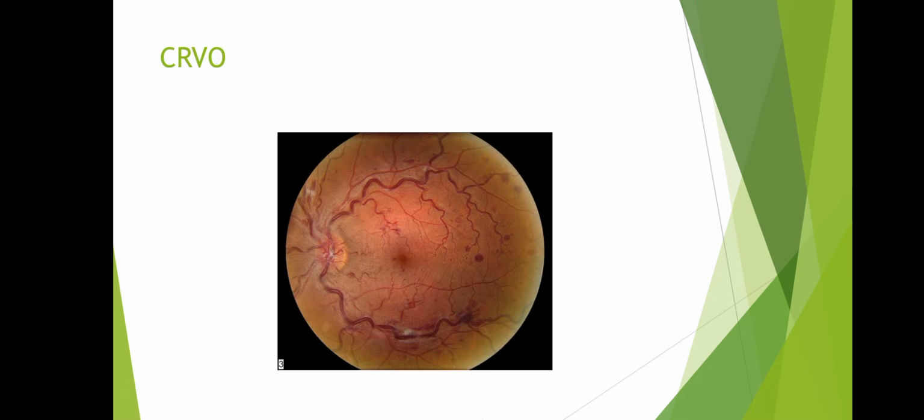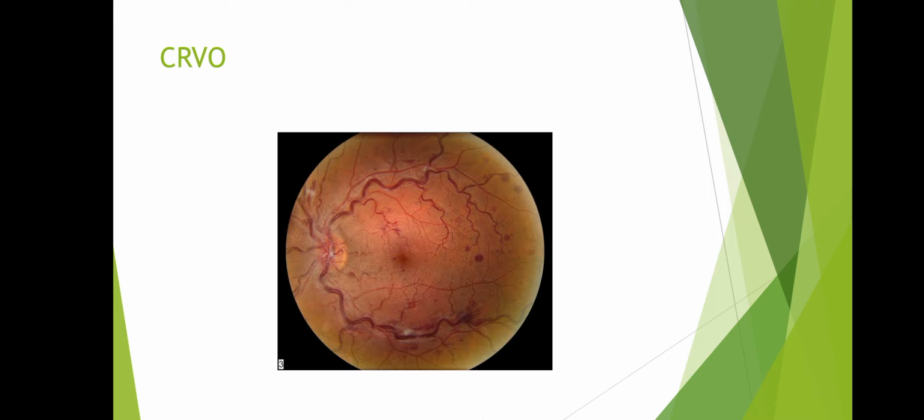Central retinal vein occlusion may be of two types, non-ischemic CRVO and ischemic CRVO. Non-ischemic, also referred to as venous stasis retinopathy or partial CRVO, accounts for 75% of the cases. Next one is ischemic, also called complete CRVO. This accounts for the remaining 25% of the cases.